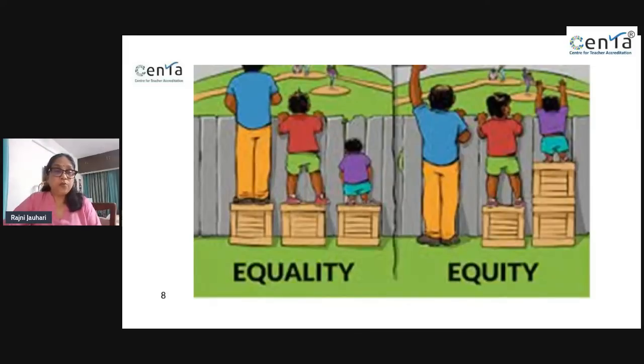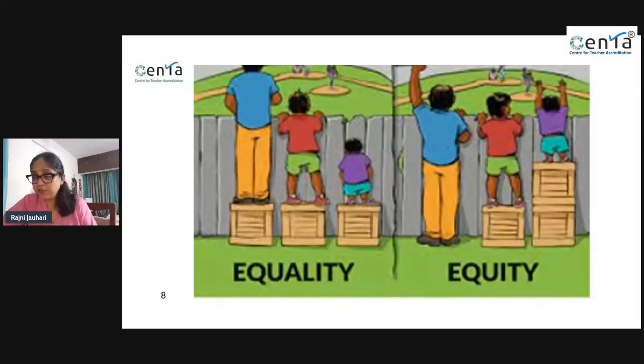Now, talking about equality, we move to equity, that we provide them as per their need. The resources are given as per their need. So I'm sure all of you would agree if I ask you, what would you go for? I'm sure the chat box will get filled with equity. We have to look for equity. I'm sure you all agree to that.